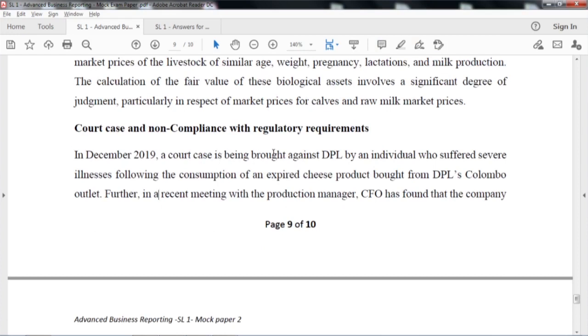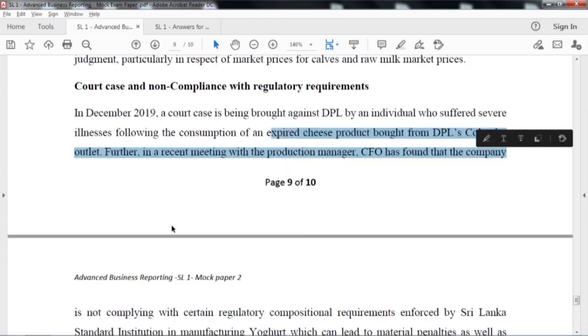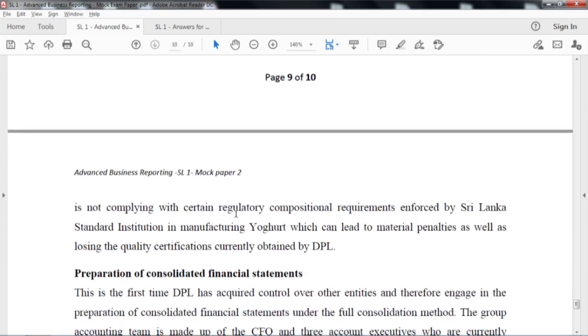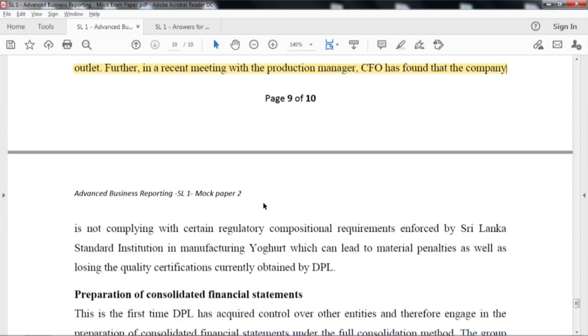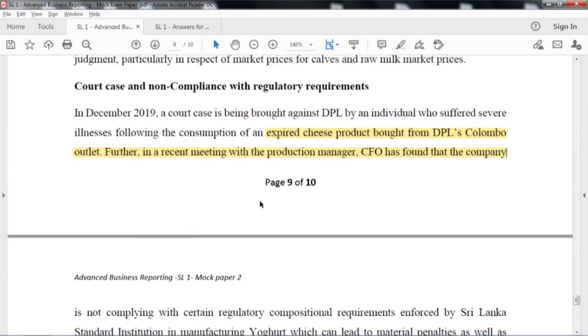In December, a court case is being brought by an individual who suffered illness following the consumption of expired cheese of this company. Further, in a recent meeting with the production manager, the CFO has found that the company is not complying with certain regulatory requirements. Okay, this is one, right. So, this is definitely a risk. Now, the case is there or not, right, the court case? They are silent on whether the case is going on or likely to happen or not.